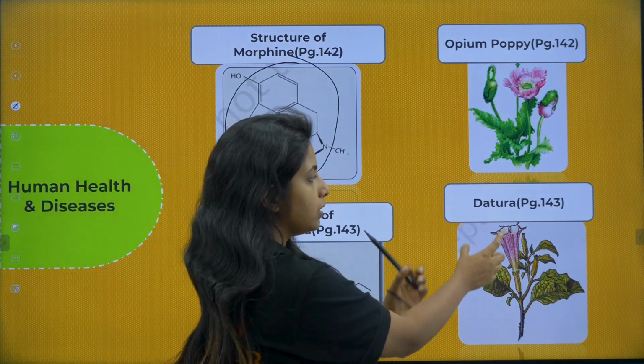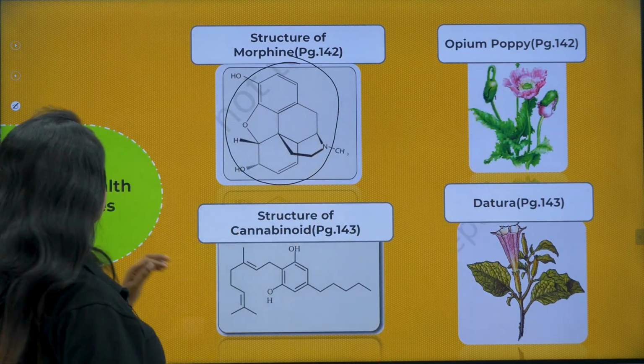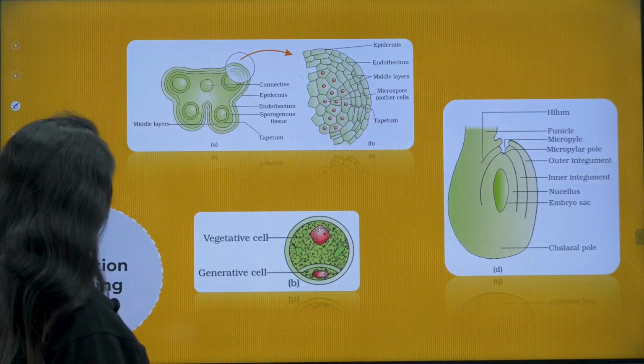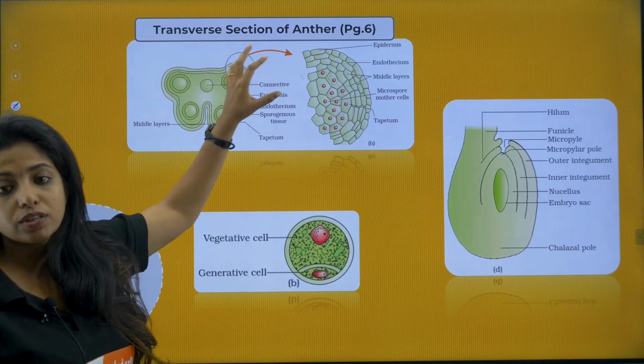So, whenever you have a flower like this, it is datura. Whenever you have a pod shaped thing, that is opium poppy. Now, sexual reproduction in flowering plants, my dear children. Again, a very important diagram, that is the transverse section of anther.